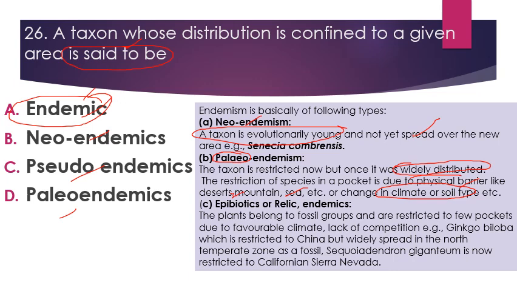So here the plant belongs to the fossil groups and they are restricted to a few pockets due to favorable climate, lack of competition. तो किसी ऐसे taxons जो किसी particular area में ही पाए जाते हैं and rest of the members are extinct. Like we have this example that is ginkgo biloba. और ये जो gymnosperm है living fossil है, it is found only in the restricted forest of China. वहाँ पे ये पाया जाता है. And we have this Sequoiadendron giganteum, which is the largest tree in the world, is now restricted to California, Sierra Nevada. So इस तरह के जो taxons हमने कहा था epibiotics or relic endemics.